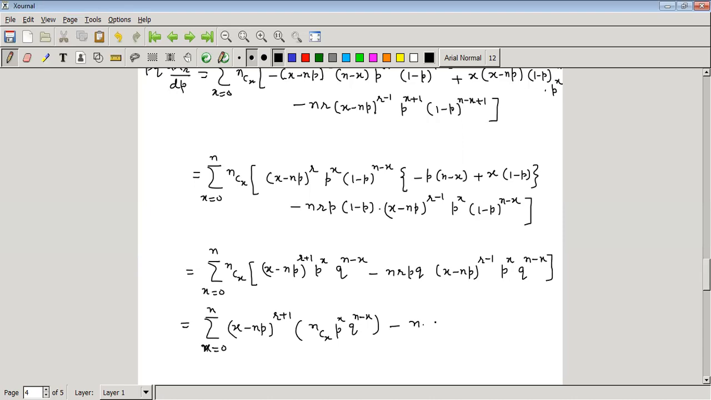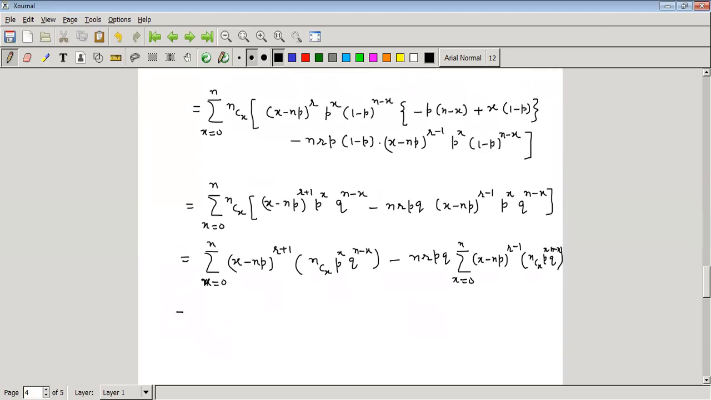minus nrpq summation x equal to 0 to n (x minus np) to power r minus 1 into nCx p to power x, q to power n minus x. And this whole term in the bracket is mu r plus 1, the r plus 1th moment about mean, minus nrpq. This is the r minus 1th moment about mean.